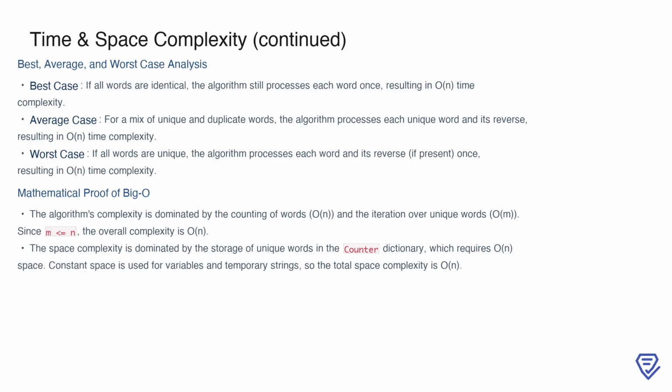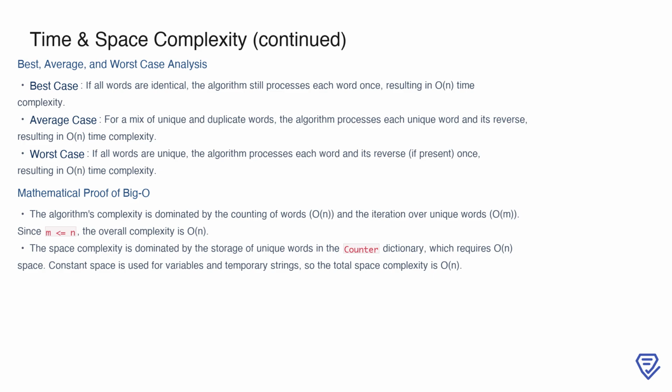In the average case, with a mix of unique and duplicate words, it processes each unique word and its reverse, which still leads to O(n) time complexity. In the worst case, where all words are unique, each word and its reverse are processed once, again resulting in O(n) time complexity. Mathematically, the overall time complexity is dominated by the counting of words, O(n), and the iteration over unique words, O(m). Since m is at most n, the total time complexity remains O(n).